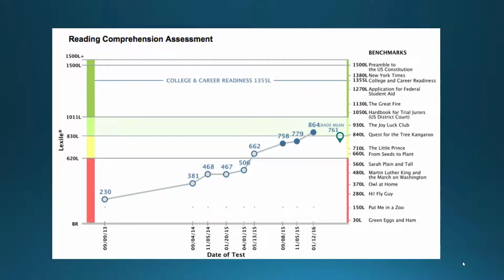Finally, we want to be able to measure reading progress. You'll take the SRI several times throughout the school year, and we want to see that level going up as you grow your reading. Ultimately, you want to be in that green area. That's the level that you should be at for your grade level if you are going to be prepared to be successful in college and career.